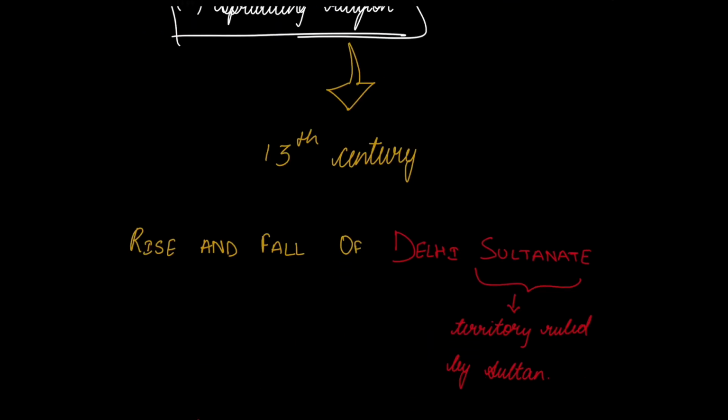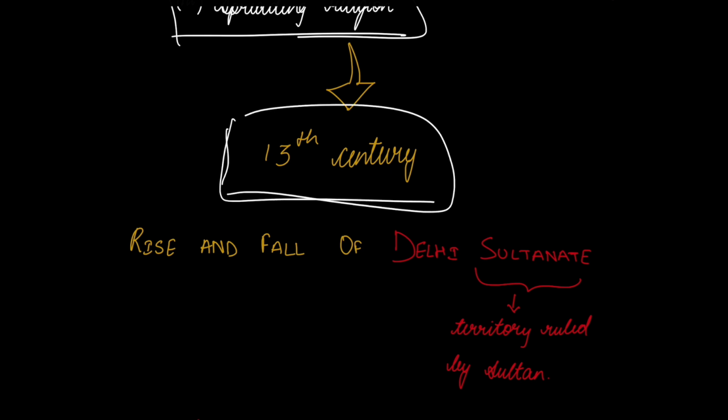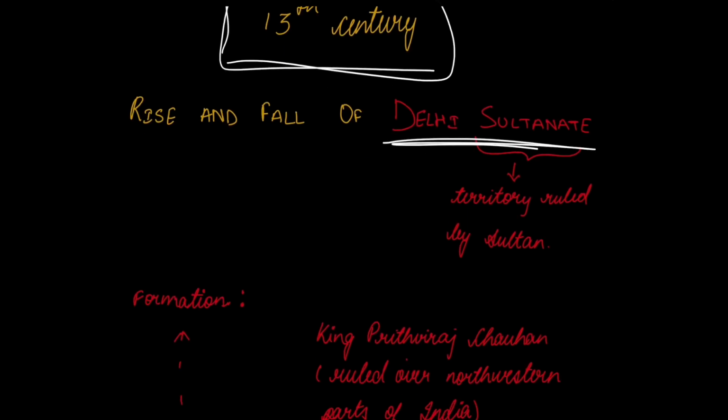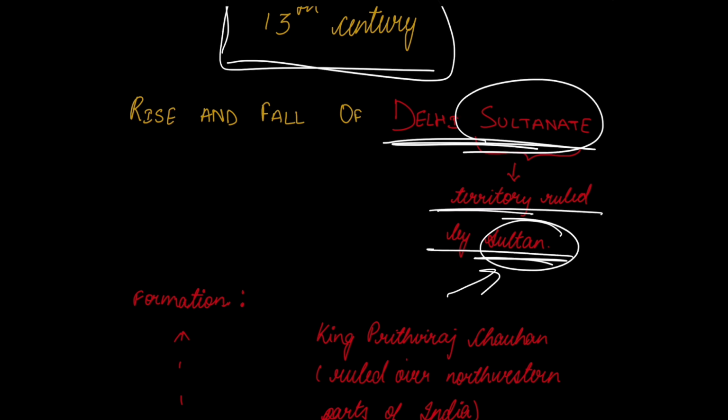Next, starting with the 13th century, we can see the beginning or the rise of the Delhi Sultanate. A Sultanate is a territory which is ruled by a Sultan. Sultan refers to a Muslim head. Usually the Muslim kings referred to themselves as sultans, so the territories ruled by a Sultan are called a Sultanate.